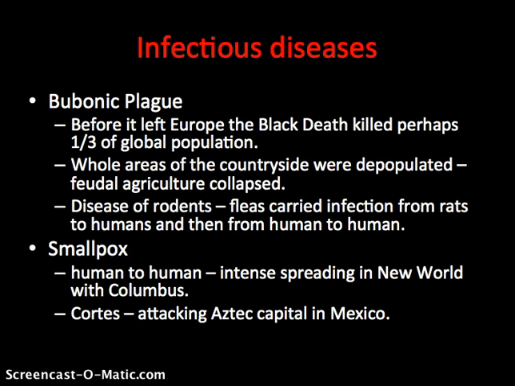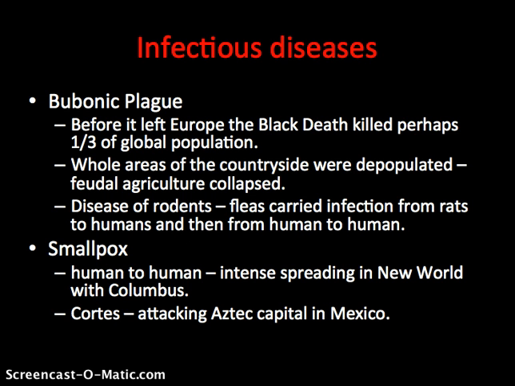Historically, the bubonic plague, before it left Europe, also known as the Black Death, killed perhaps a third of the global population, where whole areas of the countryside were depopulated, essentially leading to the collapse of feudal agriculture. The diseases of rodents, fleas, carried the infection from rats to humans, and then from human to human transmission. In terms of smallpox, you have human to human transmission, with the intense spreading in the New World with the arrival of Columbus. This is, of course, from Diamond's work, been discussed in the relative ease of Cortez attacking and taking the Aztec capital in Mexico.